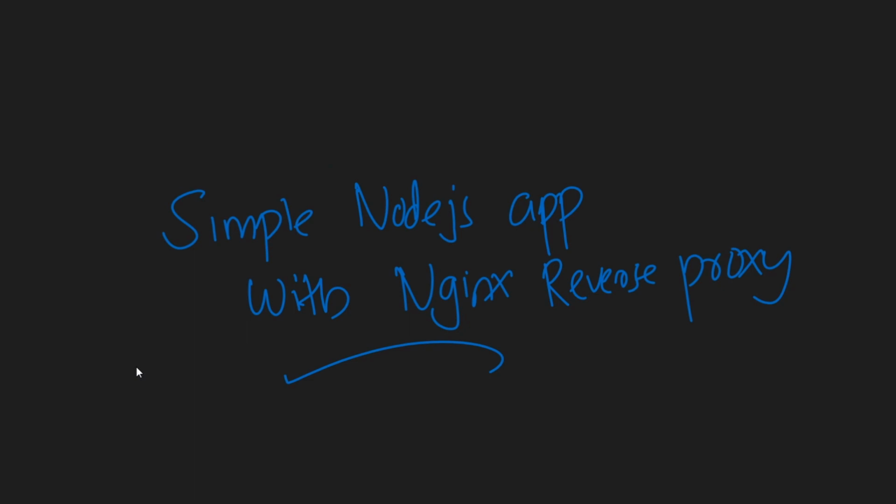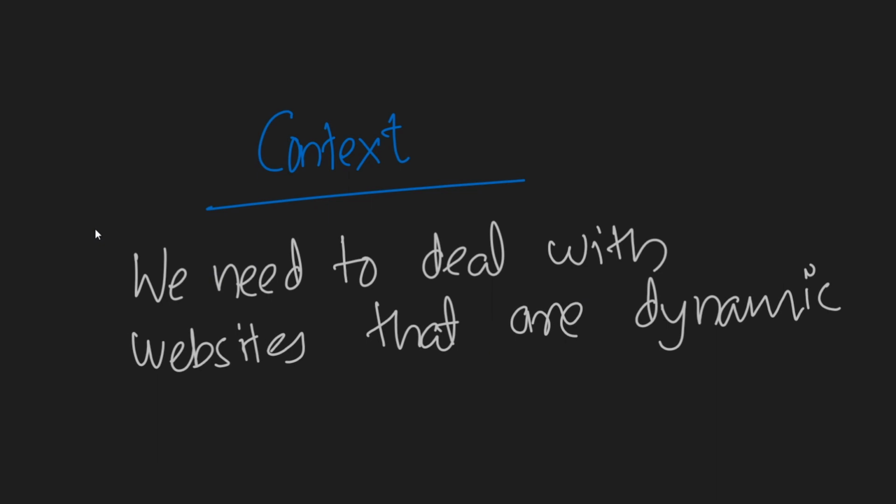So in one of the previous videos I did talk about the differences between a static website and a dynamic website. Today what we are going to do is talk about hosting a simple Node.js based application with Nginx. So the whole context of today's video is that we need to be able to deal with dynamic websites, or websites that handle business logic and produce dynamic content depending on whatever the scenario is.